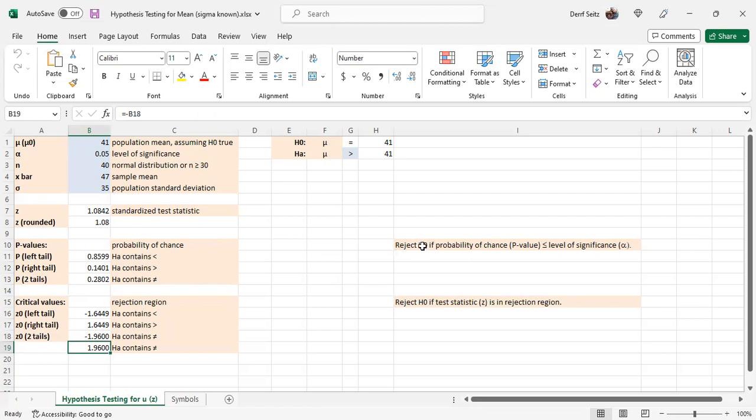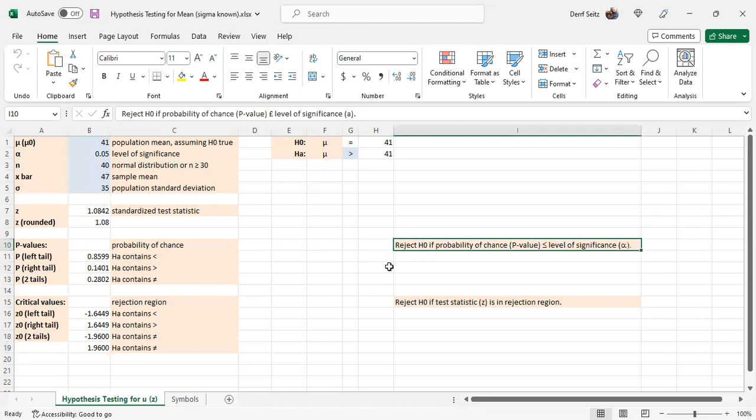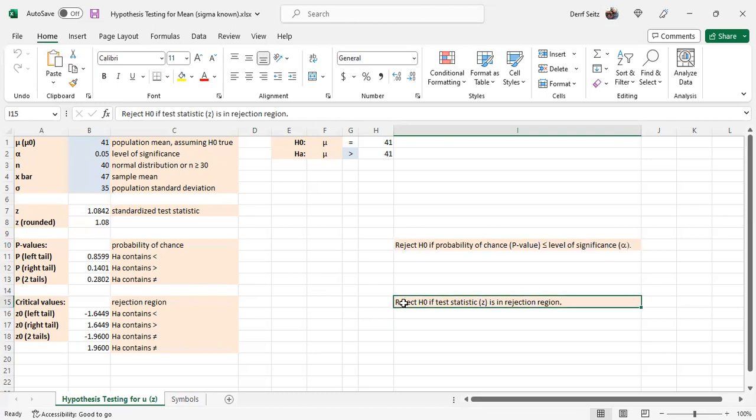To make your decision, you can use either the p-values or the critical values. They're equivalent. For the p-value way, you reject H0 if the probability of chance, the p-value, is less than or equal to the level of significance alpha. In the critical values rejection region method, you reject H0 if the test statistic Z falls in the rejection region.